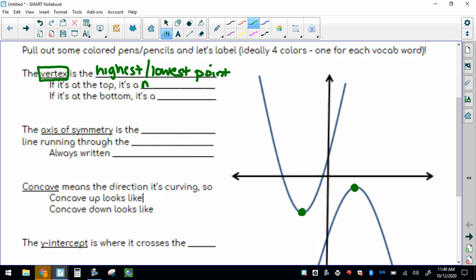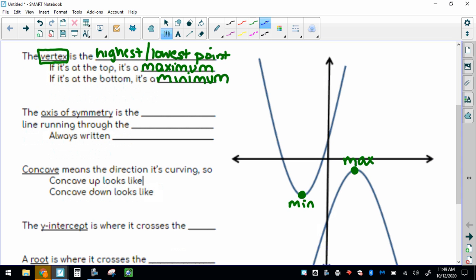If it's at the top, it's called a maximum. If it's at the bottom, it's called a minimum. So this guy right here is at the bottom of this parabola. It's the low point, so this guy is a min. This guy is at the top of a parabola. It's the high point, so this guy is a max.